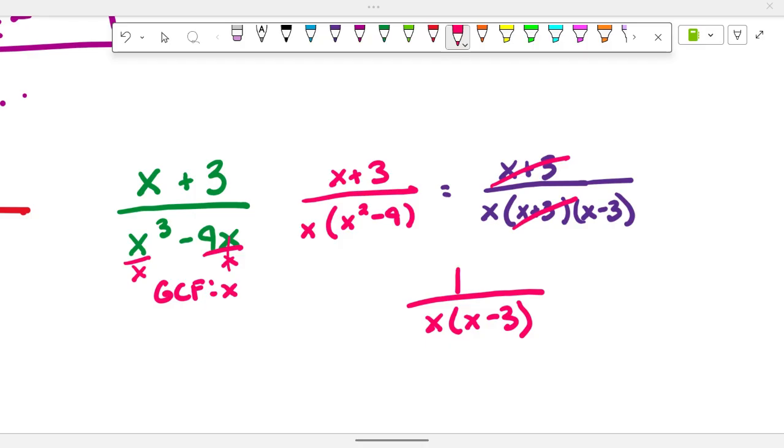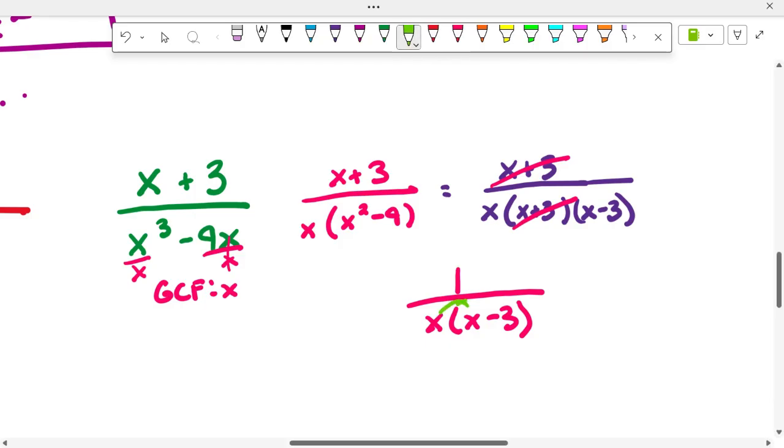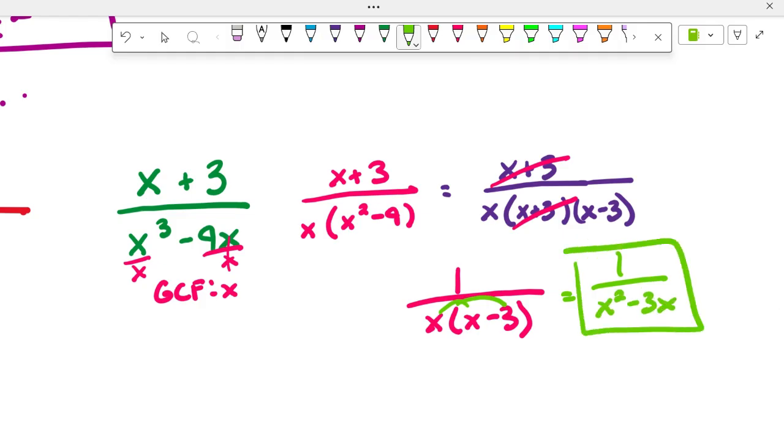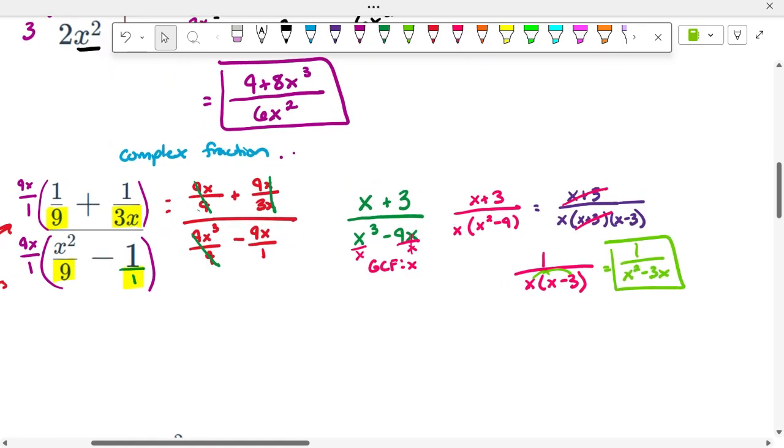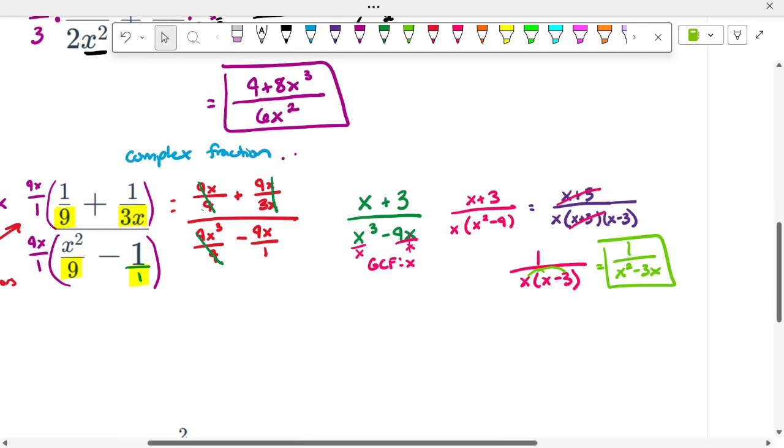If I wanted to go a step further, I can always distribute: 1 over x squared minus 3x. So the hardest part of a complex fraction is just getting rid of those denominators initially. So get rid of the tiny denominators first by finding an LCD, multiplying it to all the denominators, and then canceling them out. And then it's just simplifying.